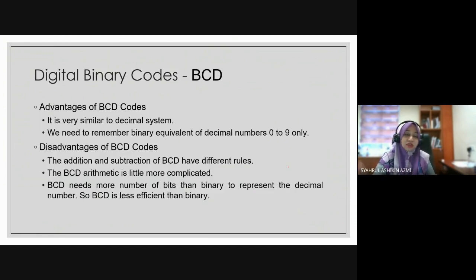Right. So first we look into the advantages and disadvantages of BCD codes. So for the advantage, it's very similar to the decimal system, so it will be easy for us to become familiar with the numbering in BCD, which will start from 0 up to 9. Okay, so for the disadvantage, in terms of the arithmetic, which is the addition and subtraction of BCD numbers, it will have different rules and is a bit complicated. Okay, and normally this BCD needs more bits than binary to represent the decimal number. So this makes BCD less efficient than binary number representation.